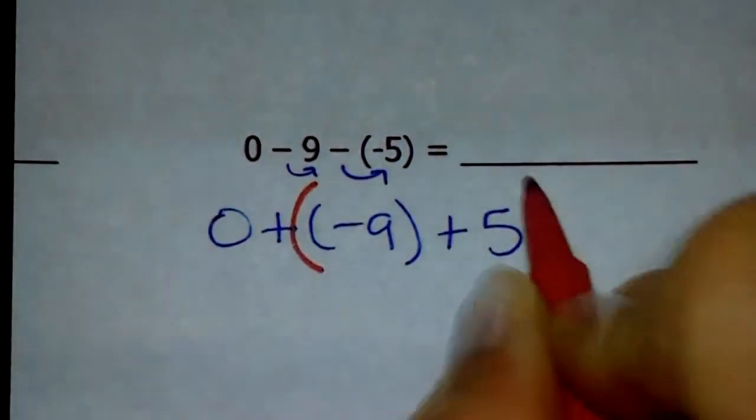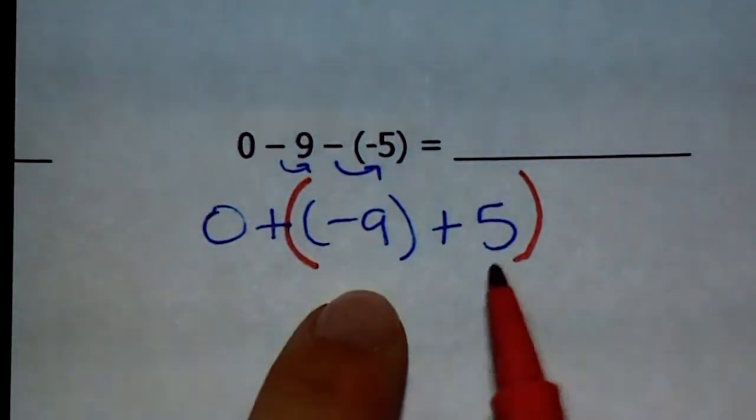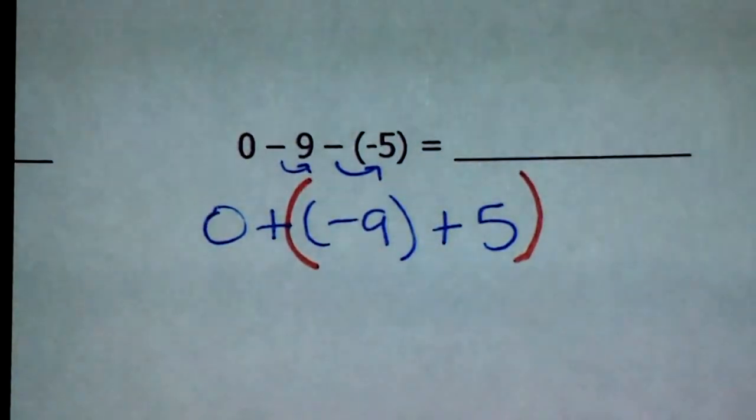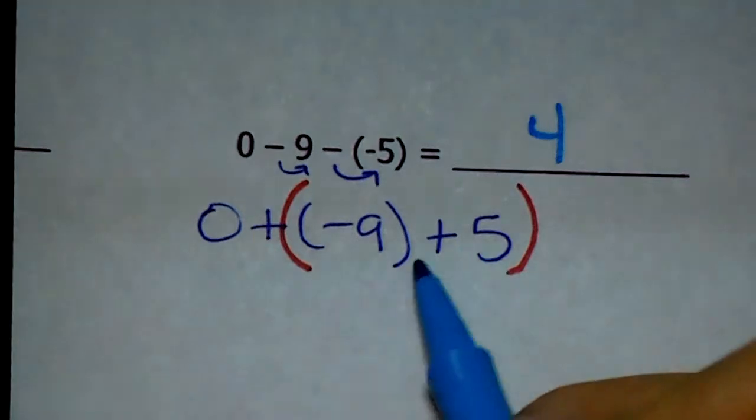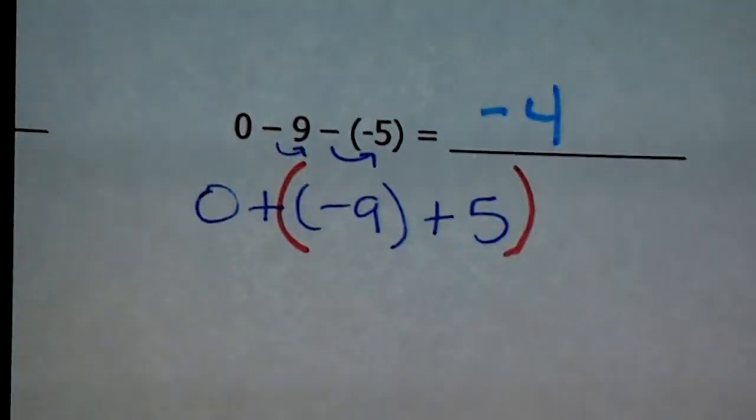I can't help it. So I'm going to use the associative property again and group those numbers together. When you add negative 9 plus 5, they're two different signs, so I'm going to subtract the digits. 9 minus 5 is 4. And I see I have more negatives than positives, so that makes my answer negative.